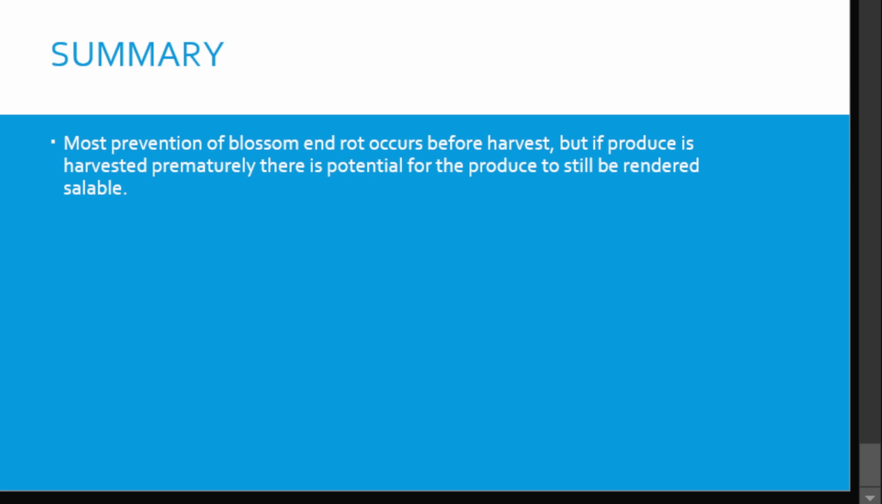Summary: most prevention of blossom end rot occurs before harvest, but if produce is harvested prematurely, there is potential for the produce to still be rendered saleable with these proper measures taken into place.